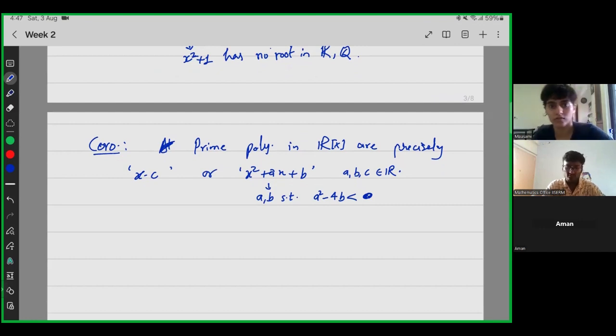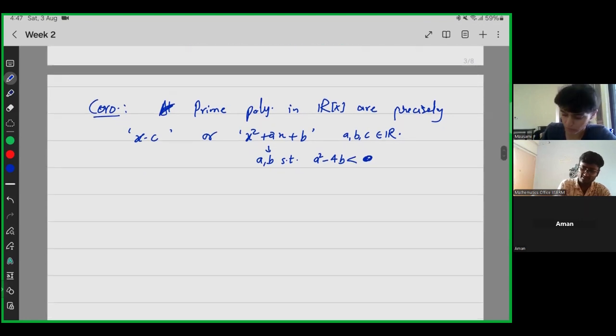One more thing was left, but I'm not going to discuss it. Let me point out that I will stop from here. If you have a 2-degree polynomial or 3-degree polynomial over real numbers or over any field, they are irreducible if and only if they have roots in that field.